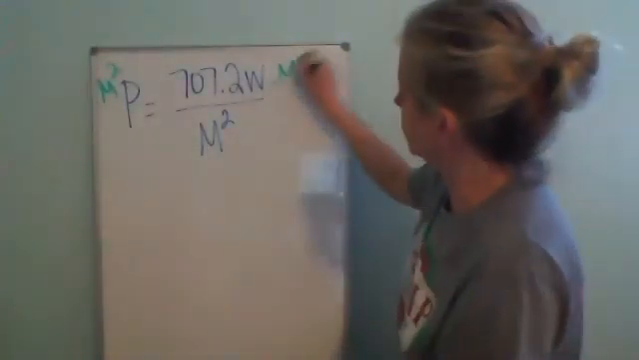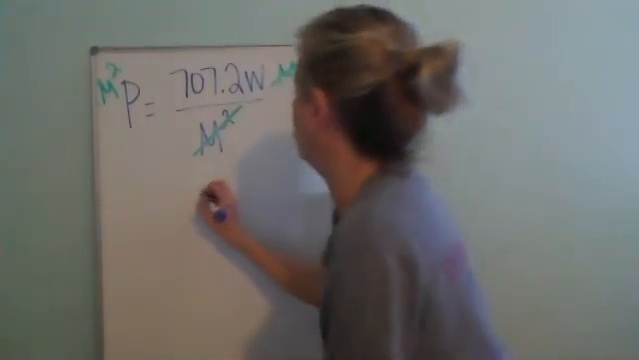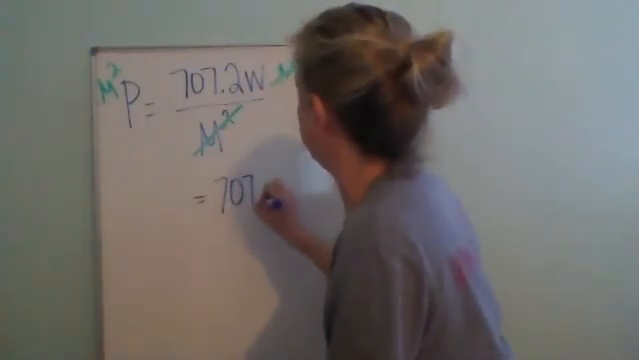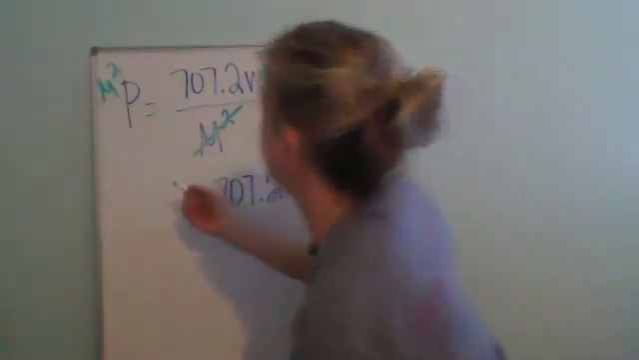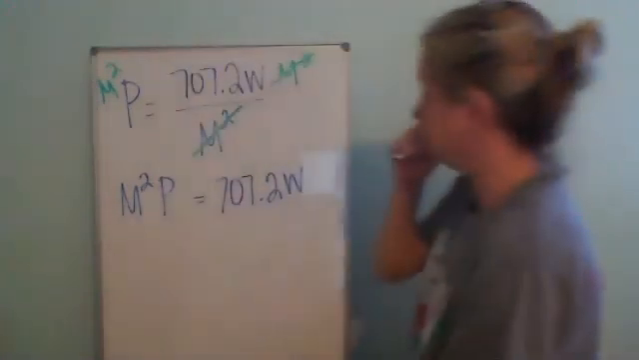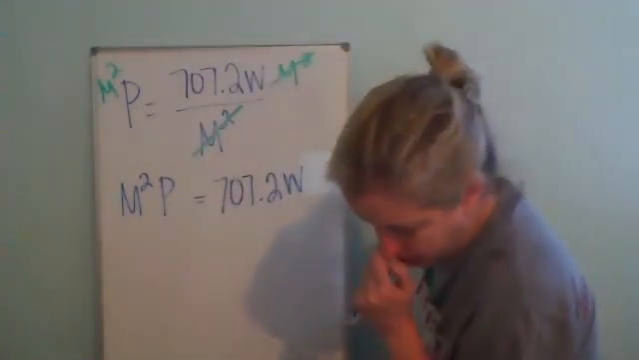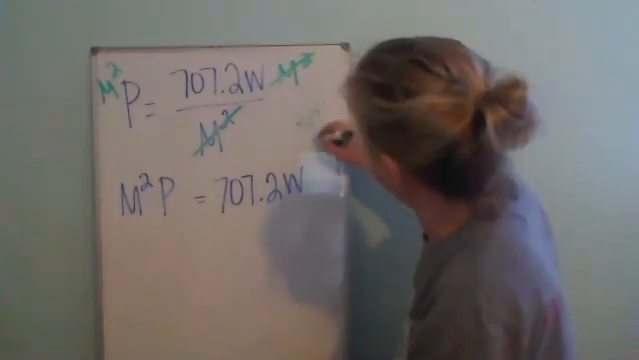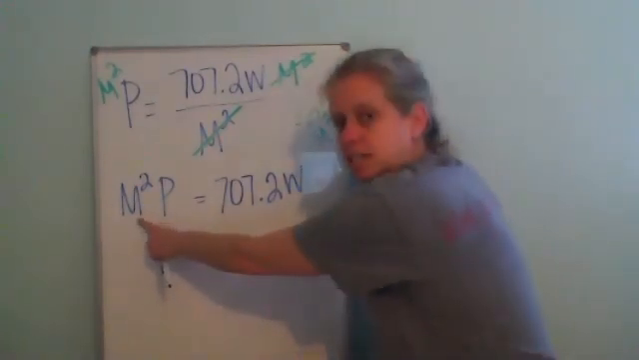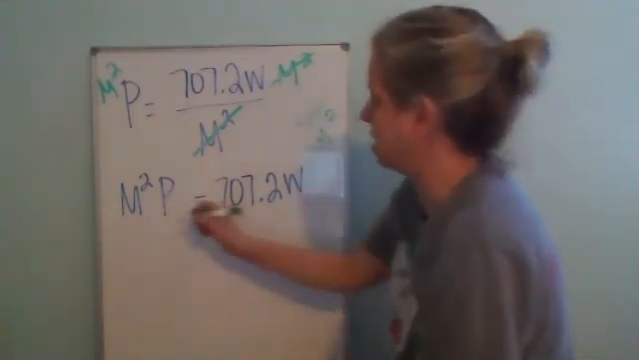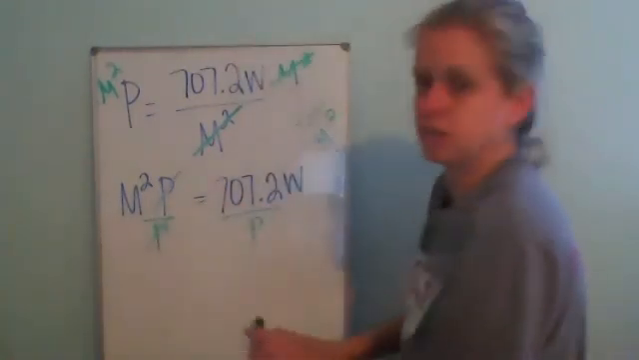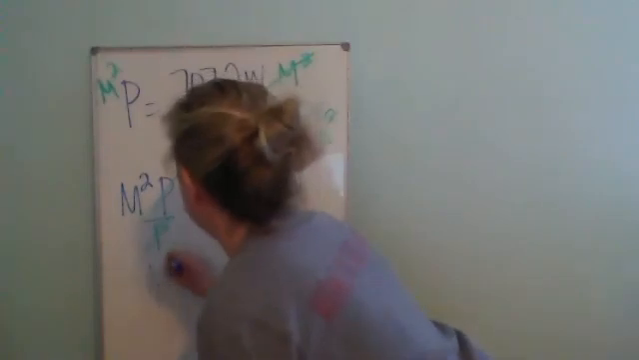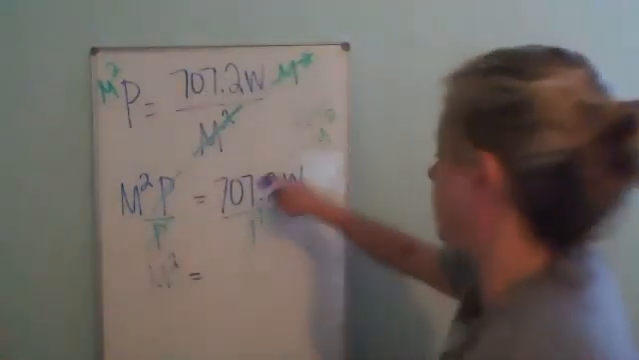Okay, well look, over here it just cancels it. That's why we did it. So on the right, all you're left with is 707.2 W. And on the left side, you've got the m squared times p, which is just m squared p. Now, what did it tell me I was solving for? It said to solve for m squared, which just means it wants this m squared by itself. So since p is hooked on, I will divide by it. So the p's cancel. So I'm left with m squared equals this big crazy fraction over here.